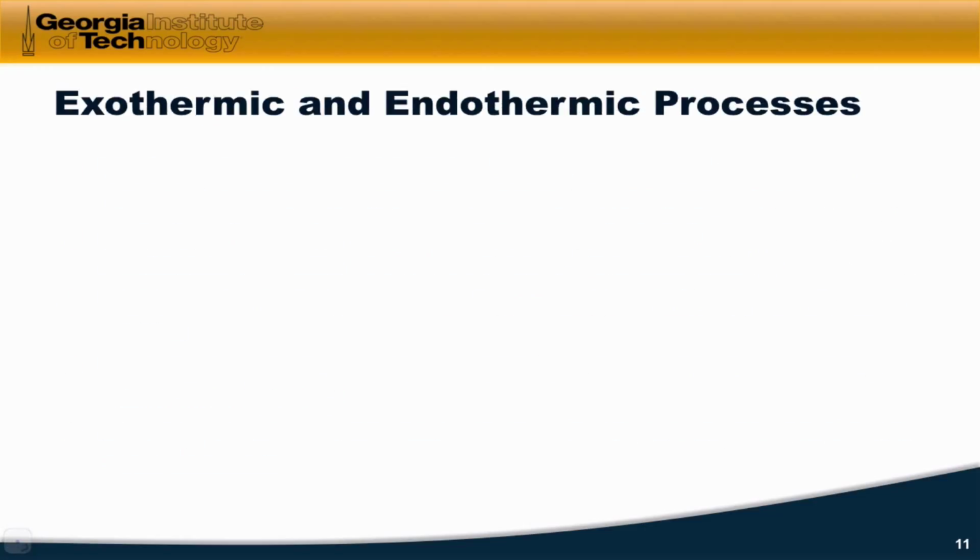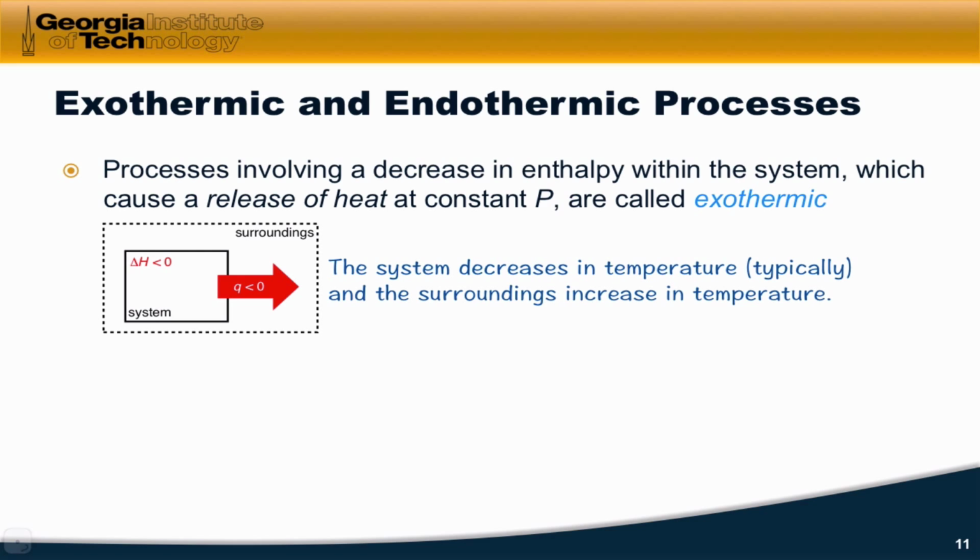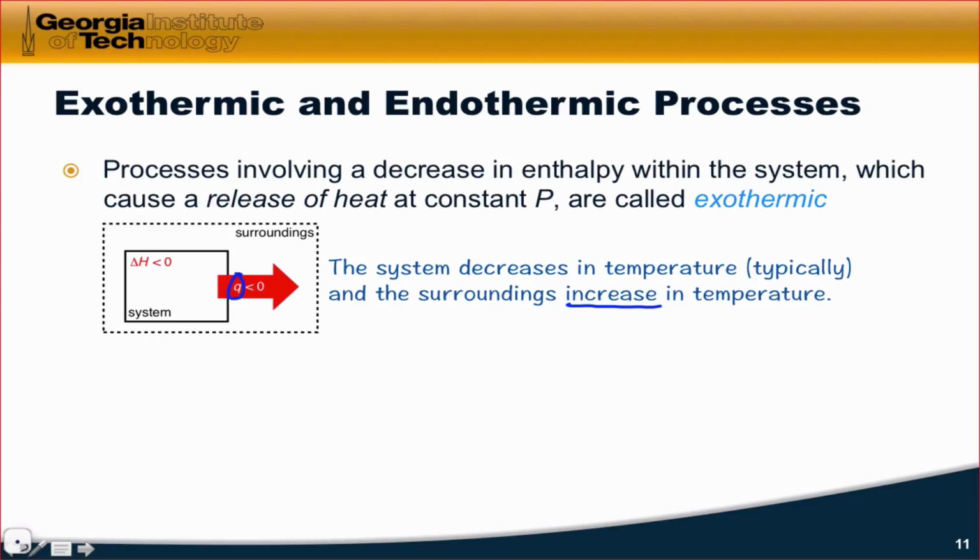It's important to develop an intuition for the sign of enthalpy. There are two possible signs for enthalpy changes, negative and positive. Processes that involve a decrease in enthalpy within the system, which cause a release of heat to the surroundings at constant pressure, are called exothermic. And here's a diagram that shows you a hypothetical exothermic process. The change in enthalpy of the system is less than 0, and from the system's perspective, Q is less than 0. This will cause the surroundings to increase in temperature, since the system is transferring heat to the surroundings, and we'll measure this as, for example, an increase in the temperature of the surroundings relative to its starting point.